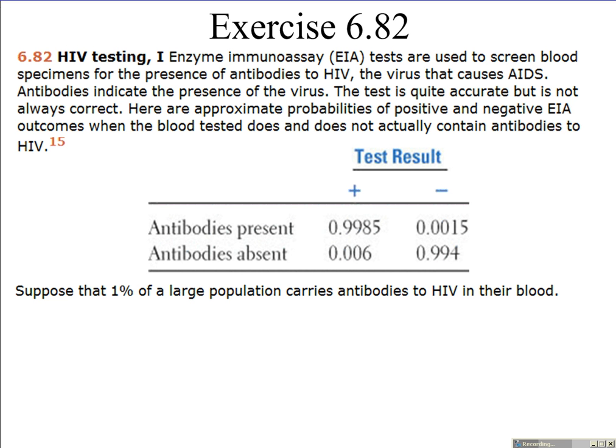Suppose that 1% of a large population carries antibodies to HIV in their blood. So what does that mean? Well, that means then that 99% do not have the antibodies.